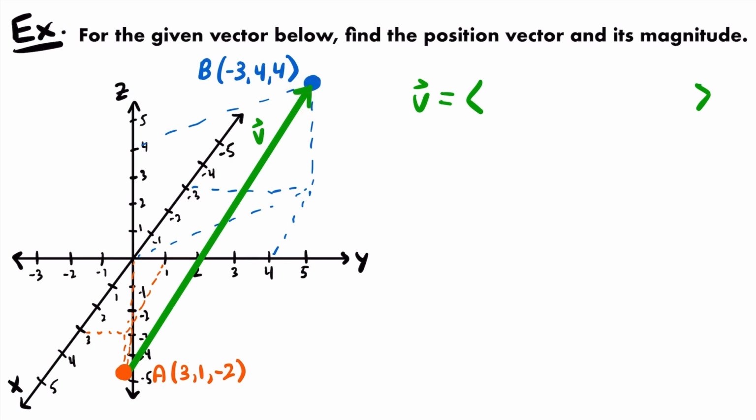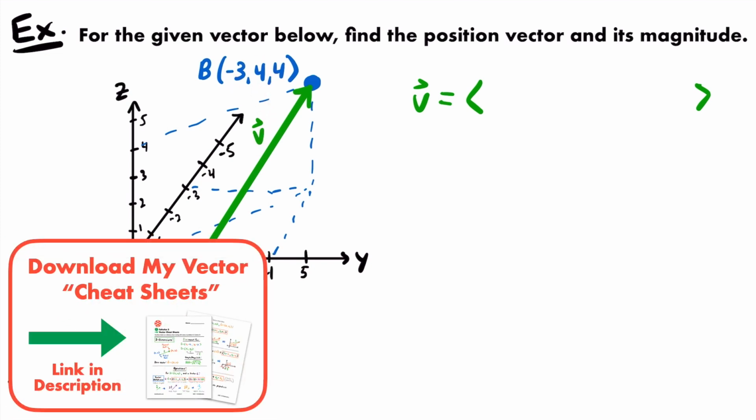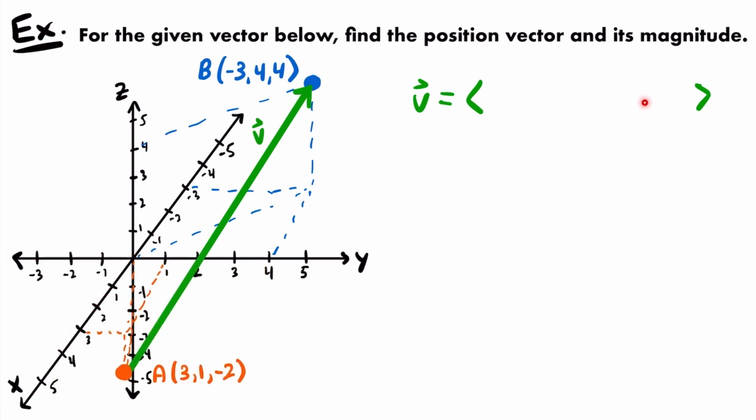All right, and so when we find the difference in our x, y, and z coordinates, we subtract the coordinates of the initial point from the coordinates of the terminal point. Those will create the x, y, and z components of our position vector, vector v. So let's do that. Let's start by taking the difference of our x coordinates. We'll have negative 3 minus 3. So let's write that down. Negative 3 minus 3. That will make up our x component.